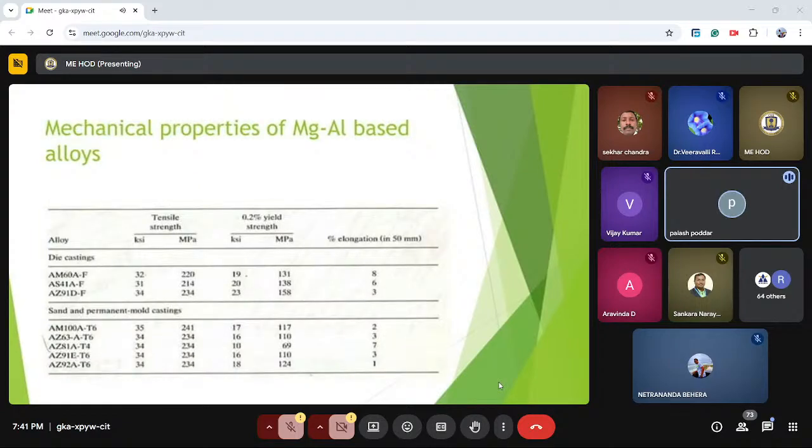Mechanical properties of magnesium-aluminum based alloys. We can see a tensile strength of around 220 MPa, yield strength of 131, and elongation of 8% for the AM60 alloy, whereas for the alloy in the T6 condition we can see only 1% elongation, with a 0.2% yield strength of 24 MPa and 234.